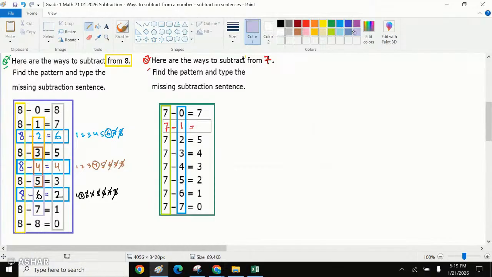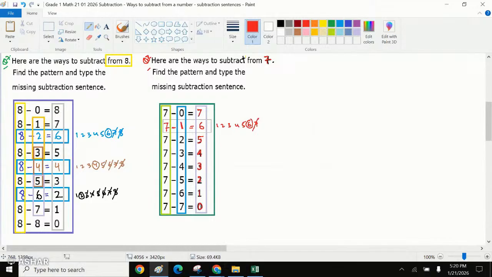Equals to, if we need to find the answer, the easiest way is to look at this pattern. Or we write down the numbers 1, 2, 3, 4, 5, 6, and 7. If we remove a number from this, we will be left with a 6. Or we can say that we see the pattern 7, 6, 5, 4, 3, 2, 1, and 0.